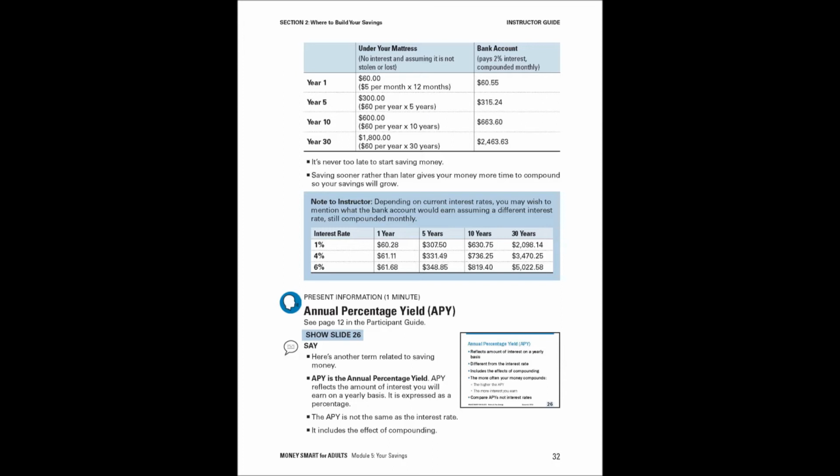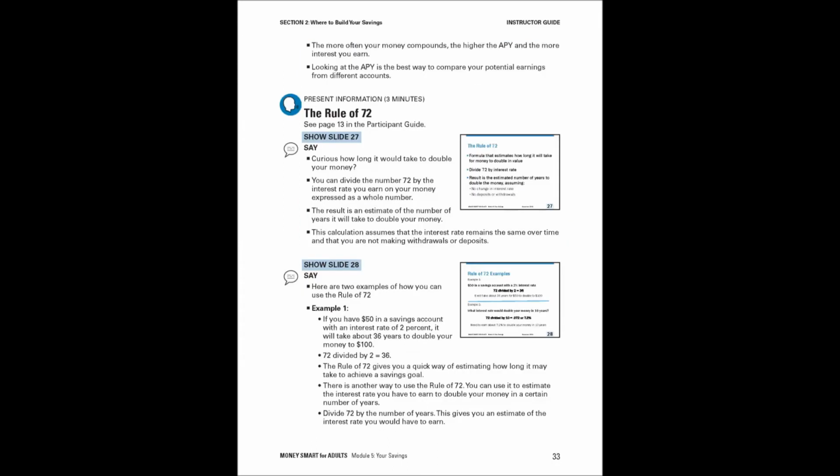compounding. And so the compounding simply means that the interest is actually earning interest as well. And the more often that money compounds, the higher the APY and the more interest participants will earn. So that now leads us to the rule of 72. You're showing slide number 27.